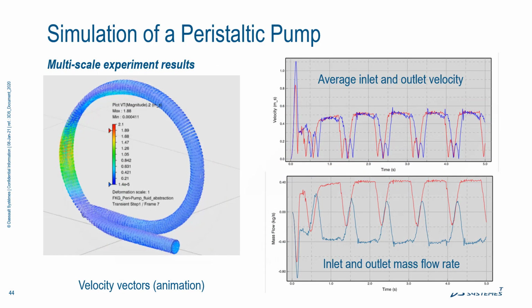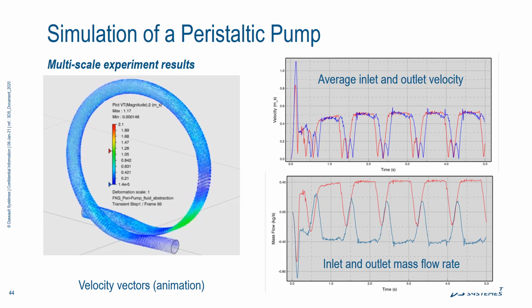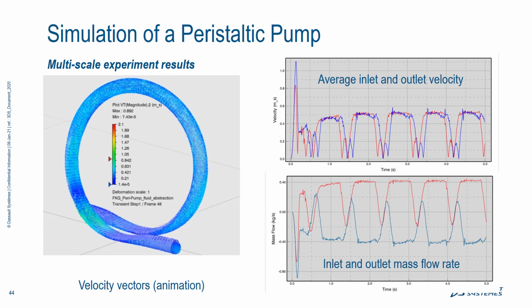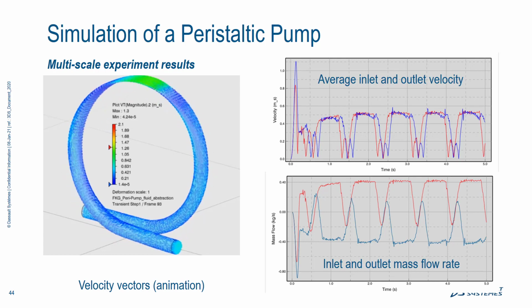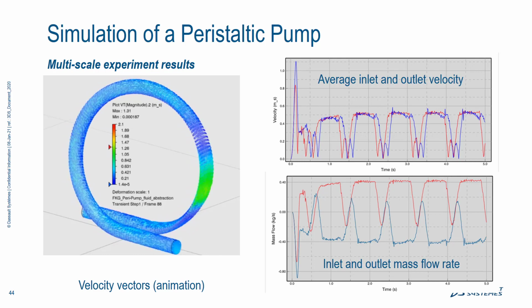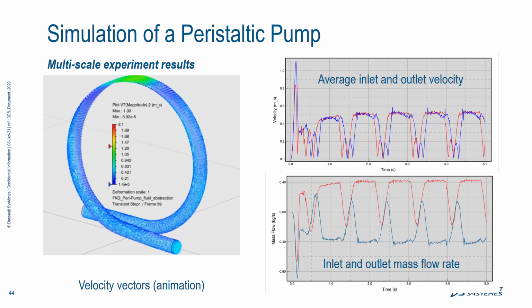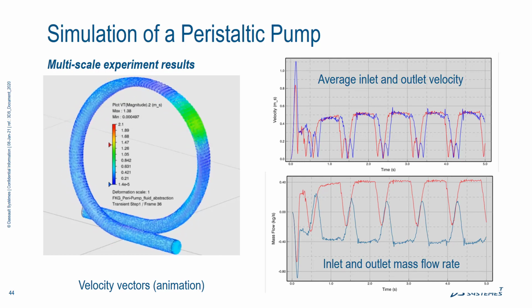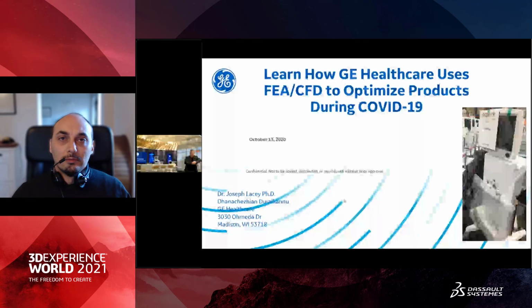Here again, you can see some other results in terms of velocity vectors, and the pulse that we can see in terms of the time. So either from a mass flow point of view or a velocity point of view, you can clearly see what the pulse is and the extension of the pulse. So now let's hear from General Electric, from GE Medical, what they are using about simulation in the life sciences.